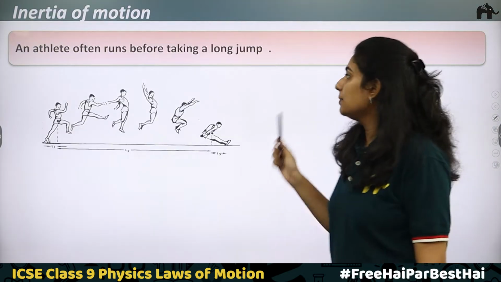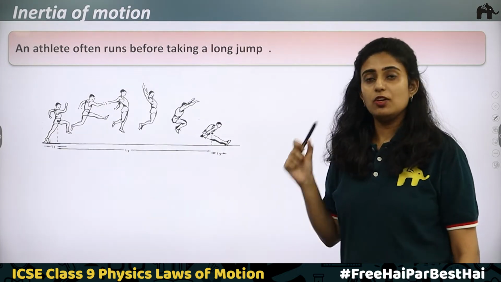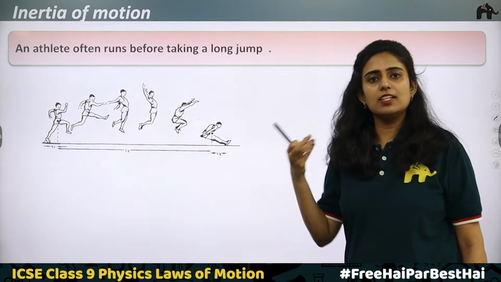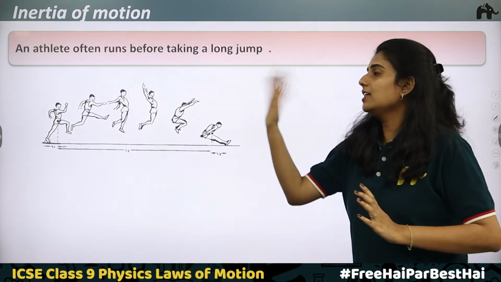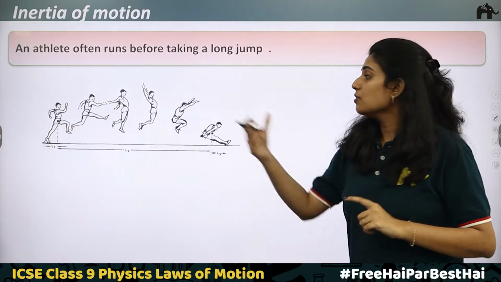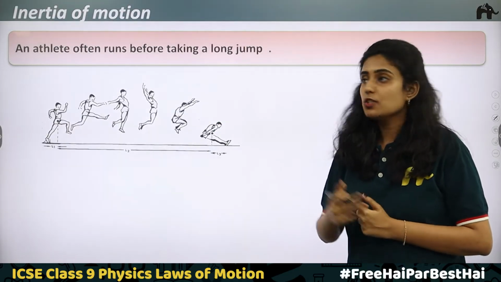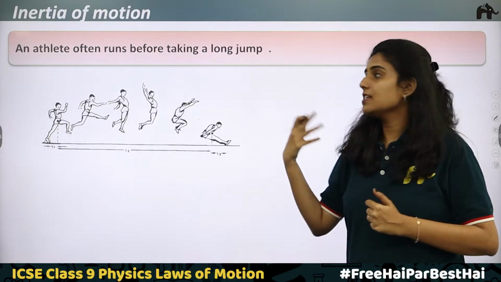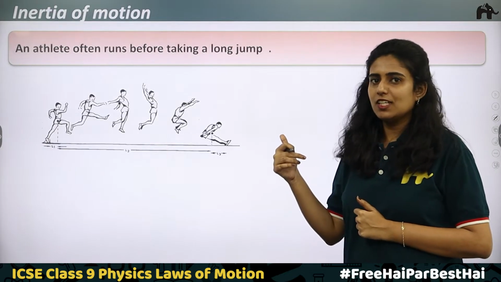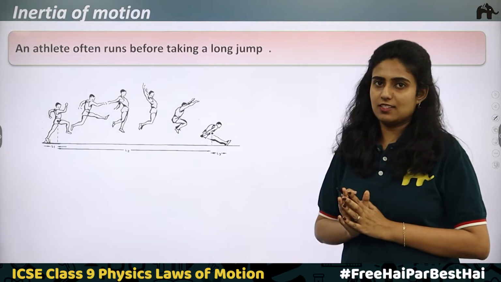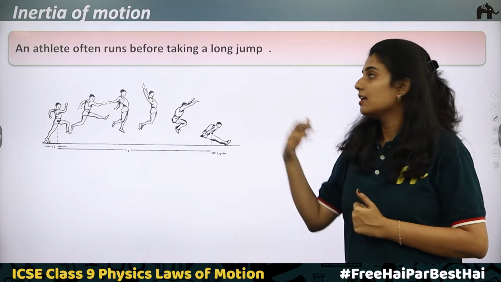Clear? Next example, an athlete often runs before taking a long jump. Why is this done? You have seen that in case of a long jump or in case of a high jump, first they will be running a small distance, only then they will take the jump. Why is this done? So when you run, what happens is your body will come to a state of motion. So when your body is in a state of motion, it is easier to take the jump. Okay, have you done this before? Yes, so this is a reason why. Because of inertia of motion, it is easier for the body to take the jump.